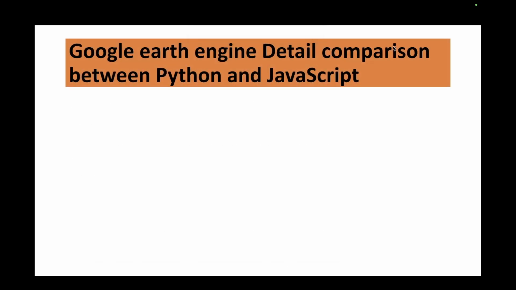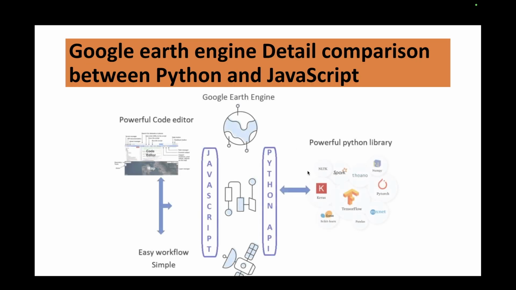So now we talk about the Google Earth Engine comparison between Python and JavaScript. JavaScript provides you all of those. The JavaScript API code editor is very powerful. Any beginner can easily learn Google Earth Engine using the JavaScript API code editor. But the Python code editor is not much good. It's just a cell, and we need to memorize all of those. So we can simply check the comparison.